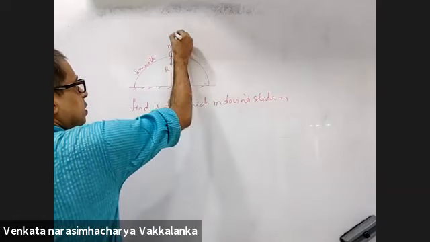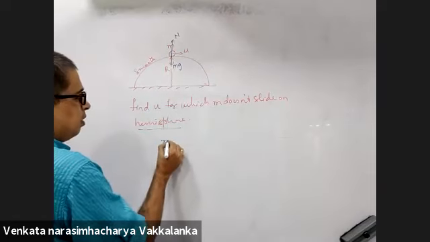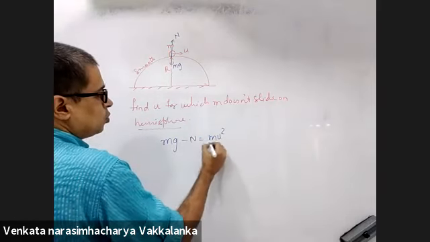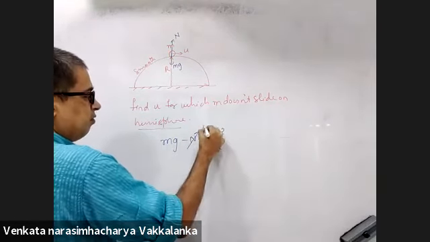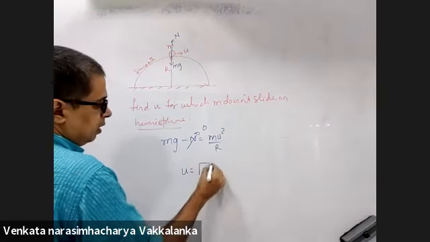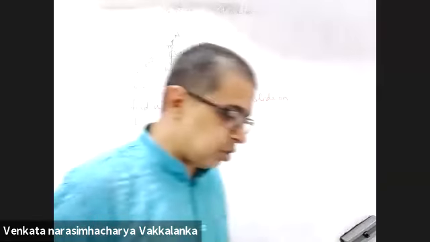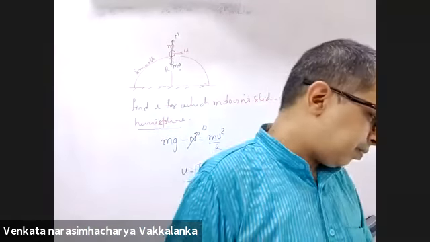mg in the downward direction, normal force in the upward direction, should give mu square by r. Normal force should become 0. That means the velocity I should give at the topmost point is under root gr.